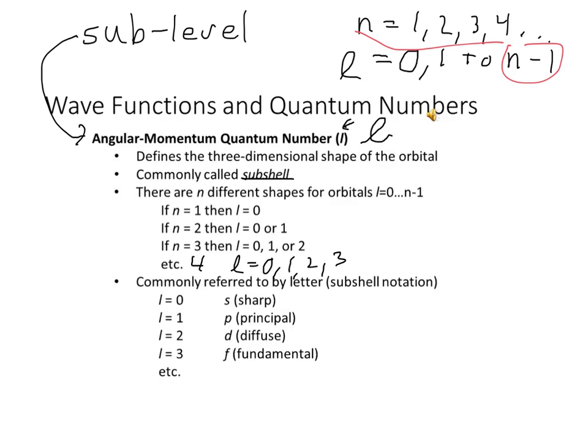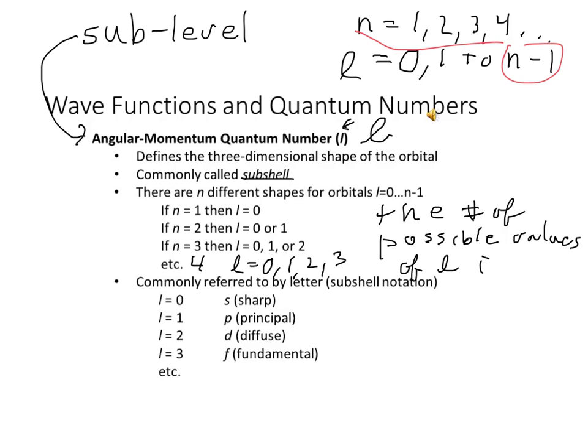Notice something. The number of possible values of L is equal to n. For example, when n is 1, there's only one possible value for our angular momentum quantum number. When n equals 2, there are 2 possible values. When n equals 3, there are 3 possible values. When n equals 4, there are 4 possible values.